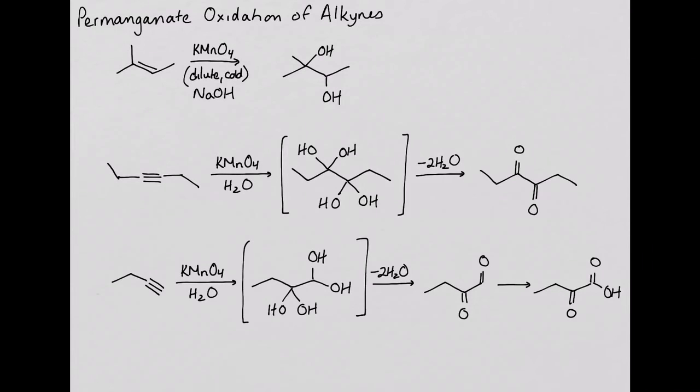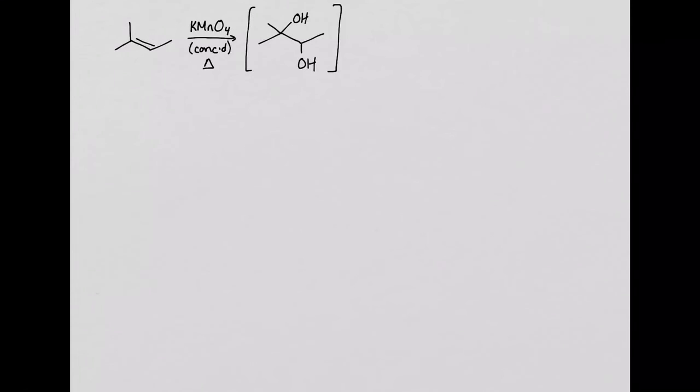Now let's consider what happens when we treat an alkyne with permanganate under harsher, more strongly oxidizing conditions. Again, let's start with a reminder of what happens with the alkene. If we treat this alkene with permanganate that is concentrated in the presence of heat, we get first the diol, but this diol is unstable under these very strong oxidizing conditions, and the sigma bond between the 2 carbons that were once double bonded also cleaves and is oxidized to produce the ketone from the left-hand side of the alkene and the carboxylic acid from the right.